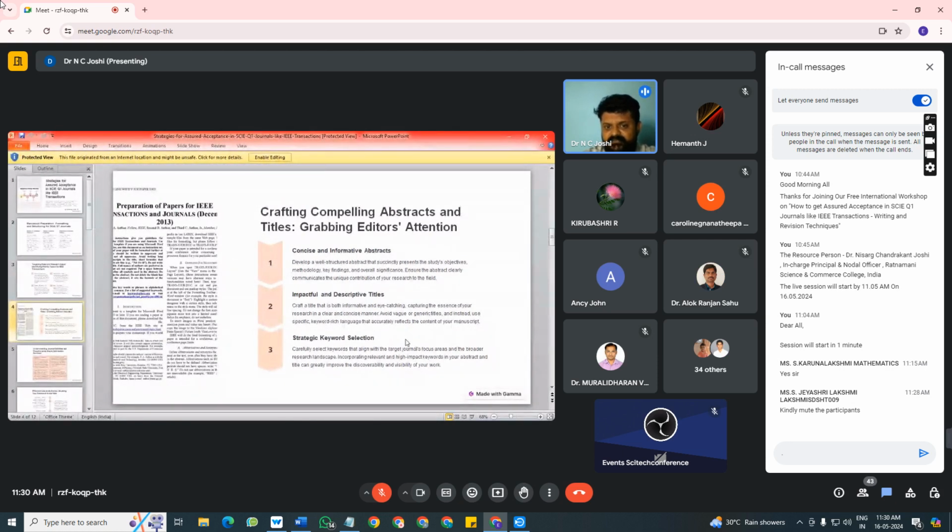Then impactful and descriptive titles. Craft titles that are both informative and eye-catching, capturing the essence of your research in a clear and concise manner. Avoid vague or generic titles and instead use specific keyword-rich language that accurately reflects the content of your manuscript. It means craft titles that are both informative and eye-catching. You will get very effective, not generic, titles. Avoid vague titles. Use specific keyword research language which accurately reflects your manuscript.